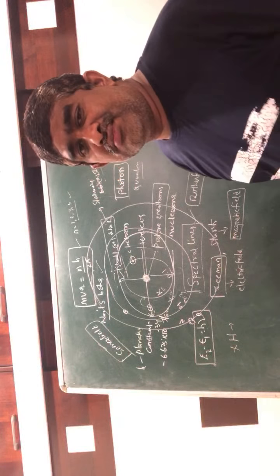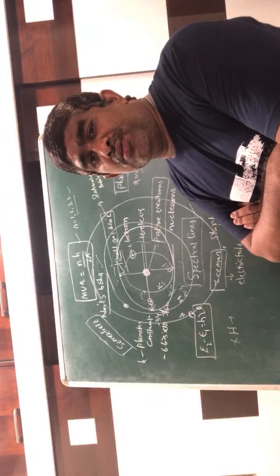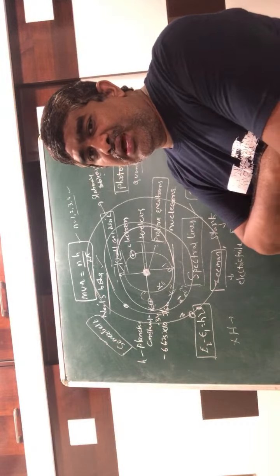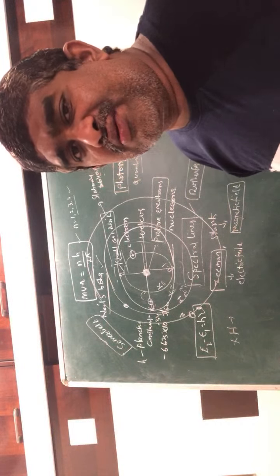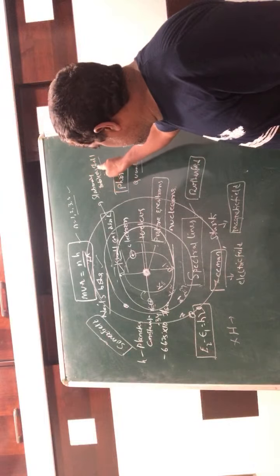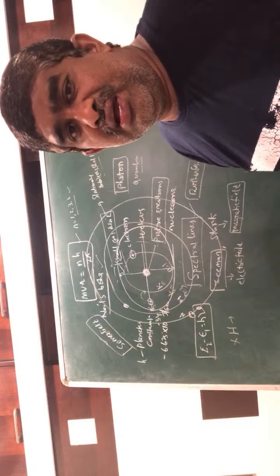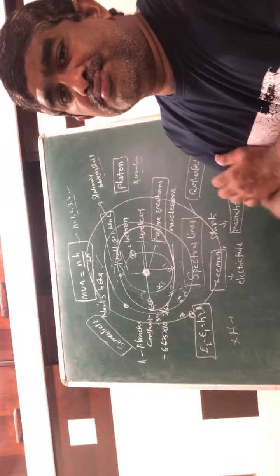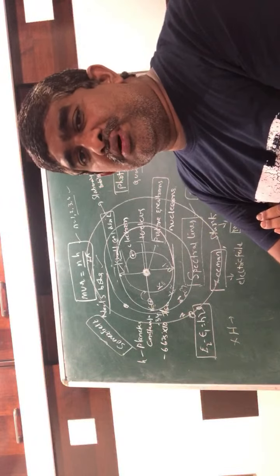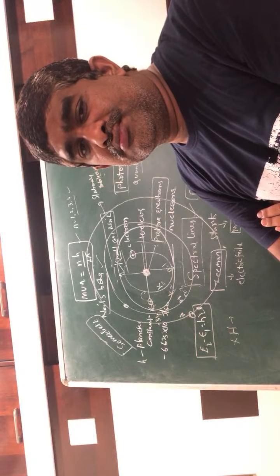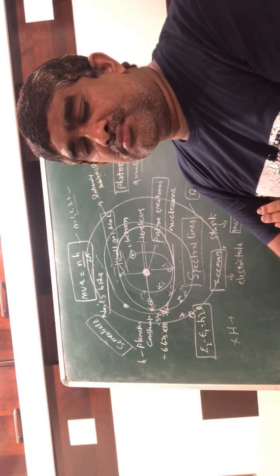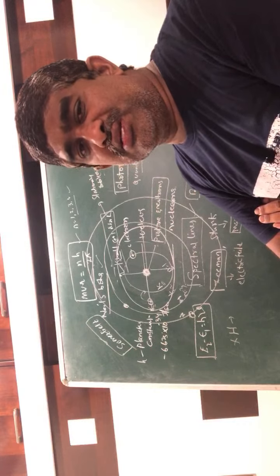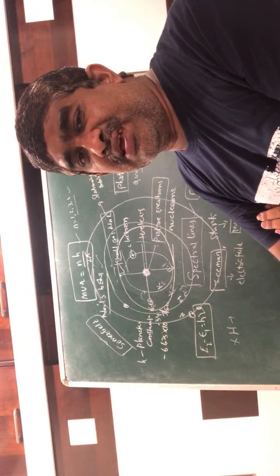Electrons revolve around the nucleus in circular orbits or shells, and they are called stationary orbits or stationary shells. Second point.